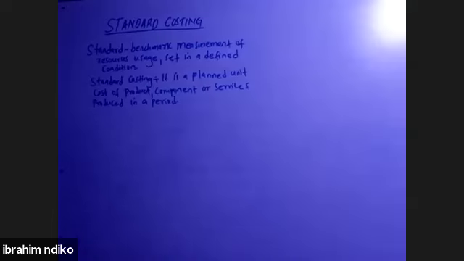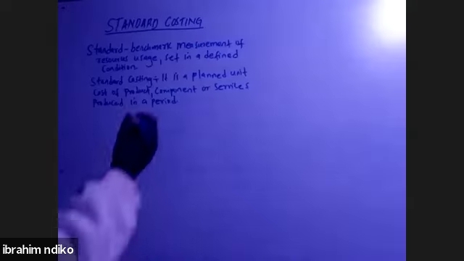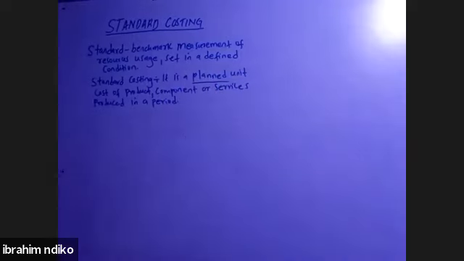the keyword is the word planned. So it's like expected. So you talk about expected cost of a product, or predetermined cost. So the word planned can mean expected cost, can mean predetermined cost, something that has been predetermined, but has not yet happened. So standard cost is a planned unit cost or a predetermined unit cost of a product or a service or a component produced in a period.